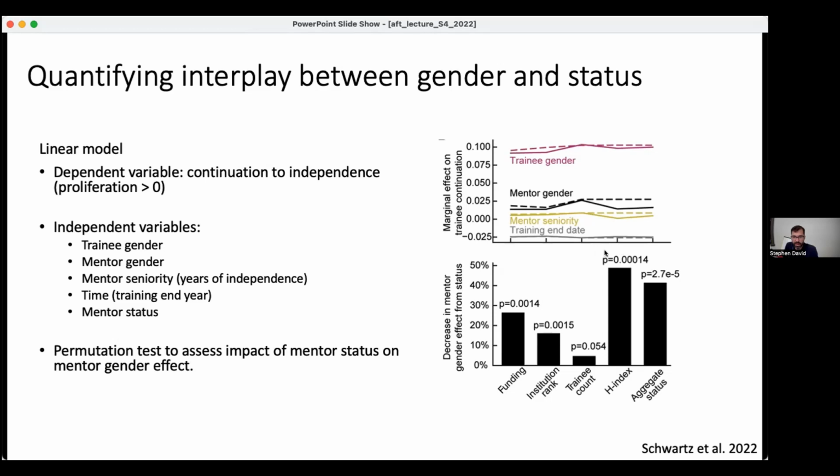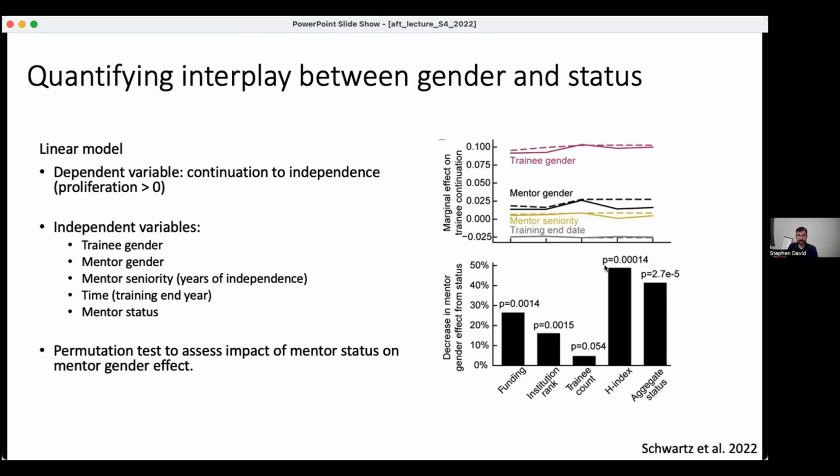This is just breaking it down by the different factors. It turns out that your mentor's H-index can explain about 50% of the mentor gender effect. These other factors are important too, and the aggregate status was very highly significant, but didn't quite get up to the level of H-index.